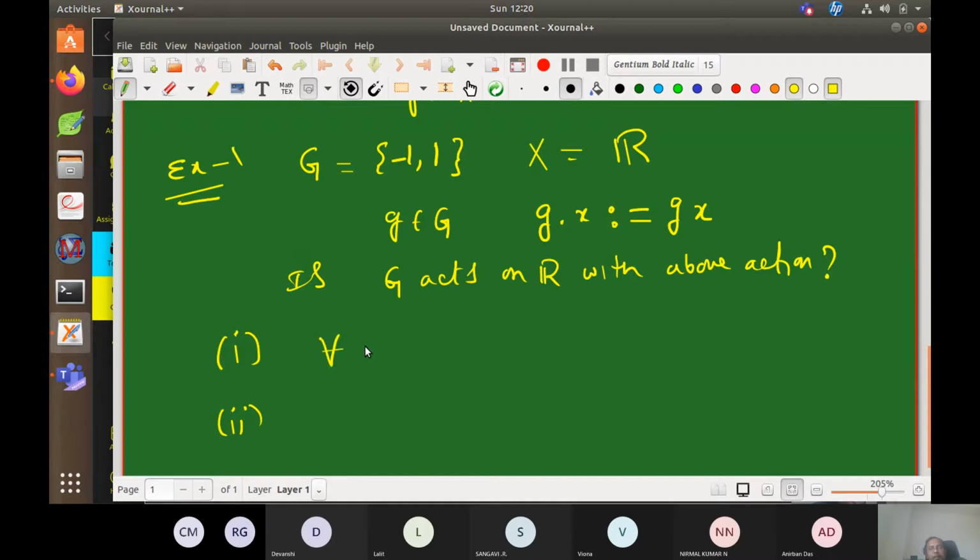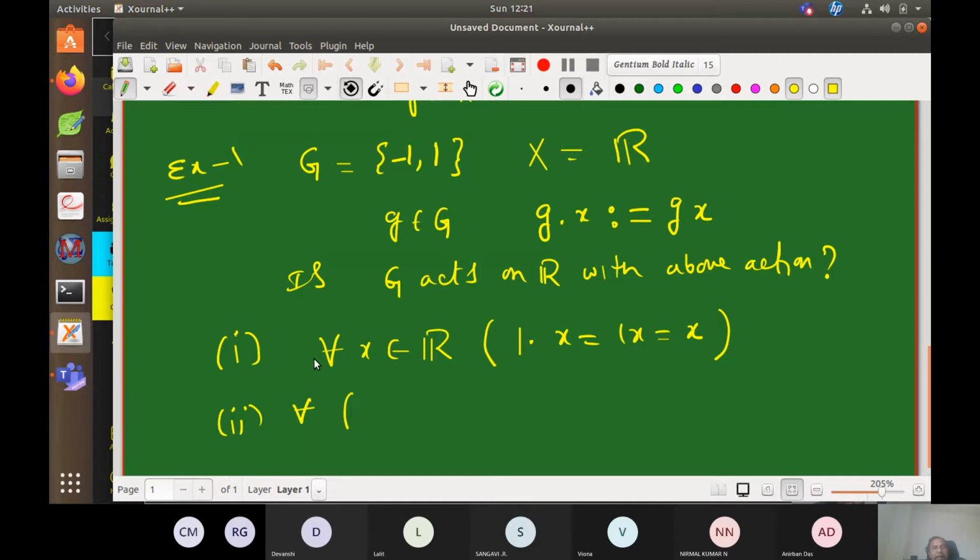Identity. For every x belongs to real numbers, the identity here is 1. So 1 dot x equal to 1x, that is equal to x. So 1 dot x equal to x. So that is done.